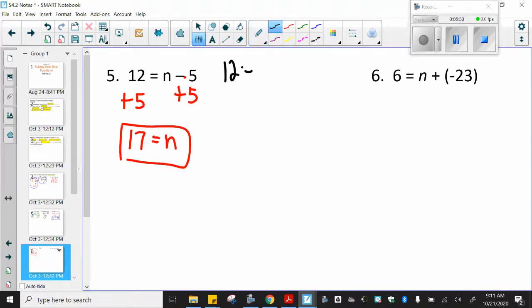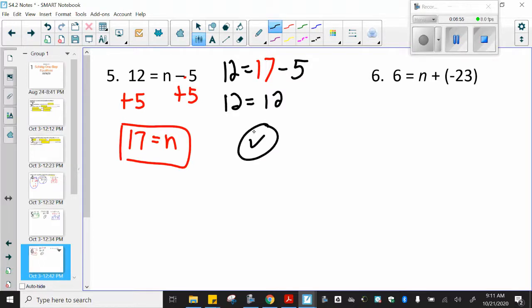12 equals 17 minus 5. I want to keep my colors right here for you, sorry. Minus 5, so the replaced number is the red one. Then I'm going to simplify. 12 stays on this side. 17 minus 5 makes 12. Check mark. Checked out. All right.